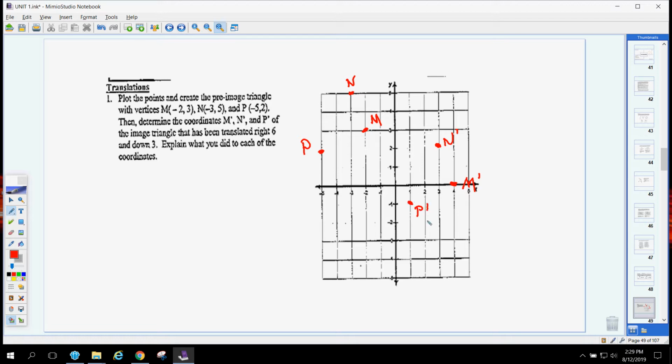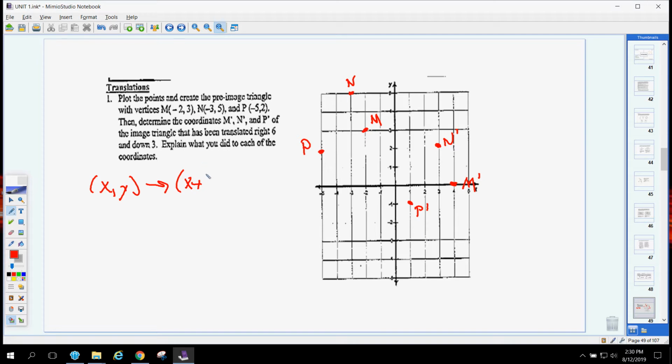Okay. So to explain what you did to each of the coordinates. Well, in each of the coordinates, we moved it right 6 spots horizontally and vertically down 3. And so for each one of our x, y's for our coordinates, we actually did the following. We went right on the x-axis, so that's +6.